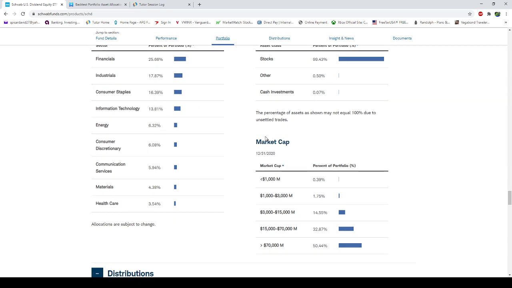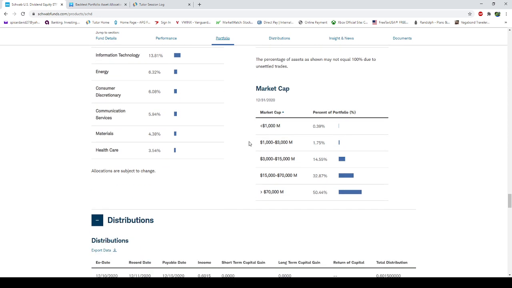Then we can look at market cap. As we can see here, these are large companies in the thousands of millions, so billions of dollars. There's no small companies here. You're not going to see some tiny thing that's going to go out of business really quick.